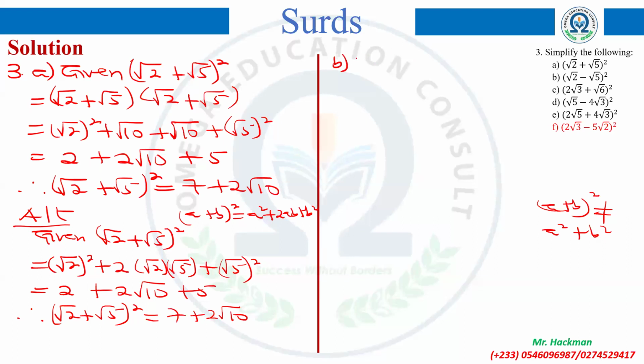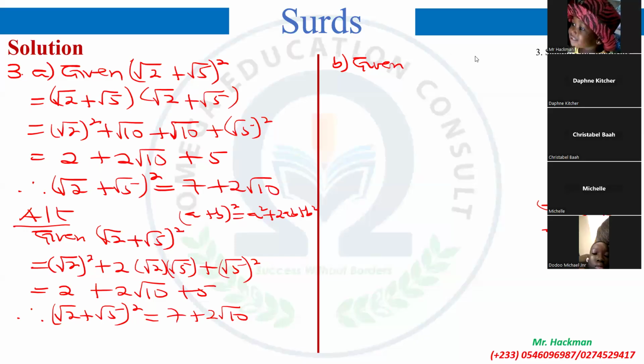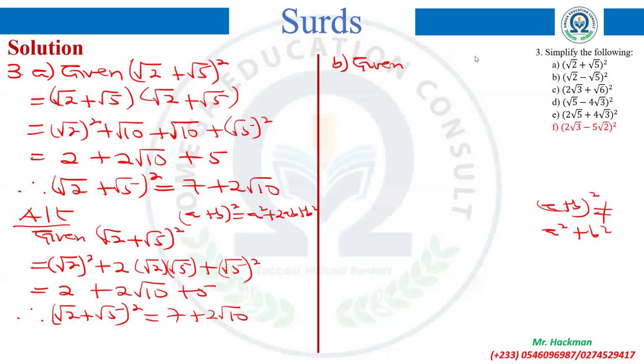B, what are we given? We've been given root of 2, this time minus root of 5 all squared. So you know, A minus B all squared, when you expand, what will you get? My professors, are you there? Who wants to help? I need help here. We have done that of the A plus B.